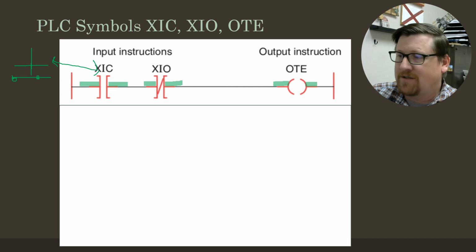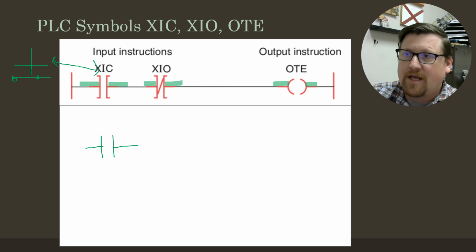And each of these things would be addressed. So I would have an examine if closed, and if this switch up here were tied into the PLC, into my input rack, into screw 00, then this would be input colon 1, or 001 slash 00.